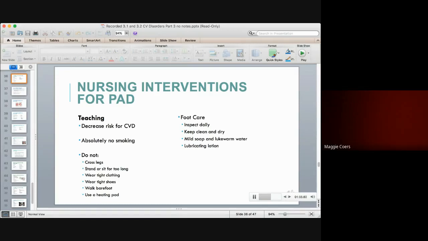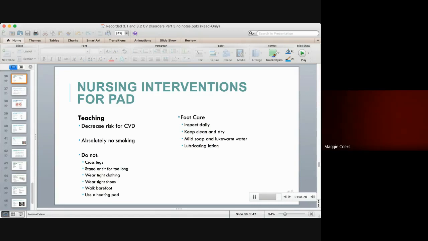And never use a heating pad. If a heating pad is used on the lower extremities, the patients don't have the ability to sense heat or sense pain. The feeling is decreased to their lower extremities. They can really be at risk for burn because they won't realize that their skin is actually burning from the heating pad. So don't walk barefoot and do not use heating pads.